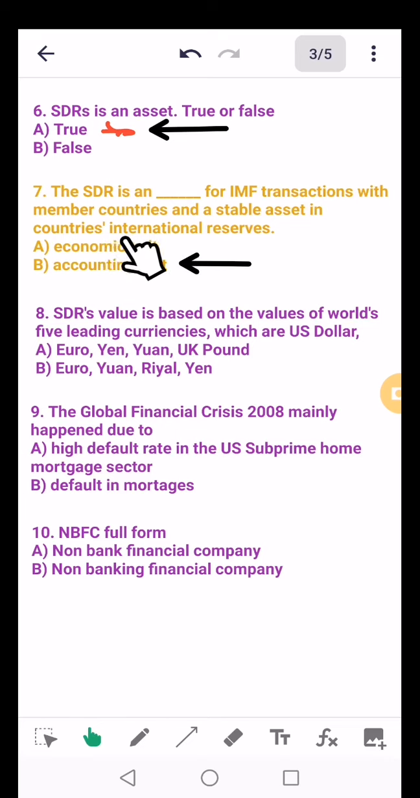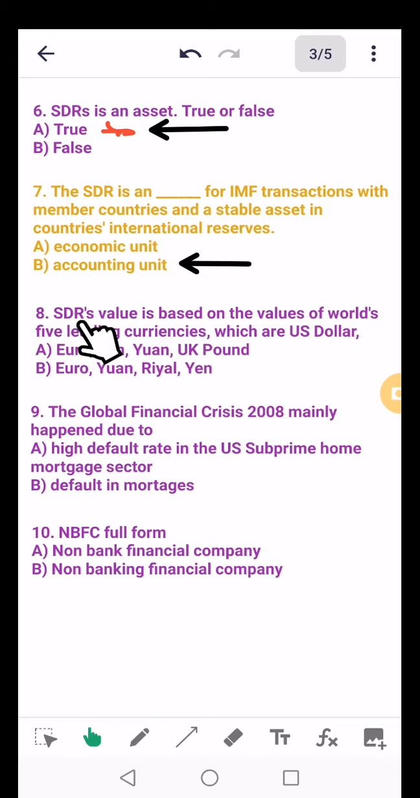in countries' international reserves. For example, if India is having international reserves, in that reserve, SDR would be a part of those international reserves. Okay, so it is like an international reserve. Like how we have foreign exchange as an international reserve, similarly, SDRs also would be treated in the same way, and that also would be an international reserve. That's why they're saying that it will be an asset in countries' international reserves.